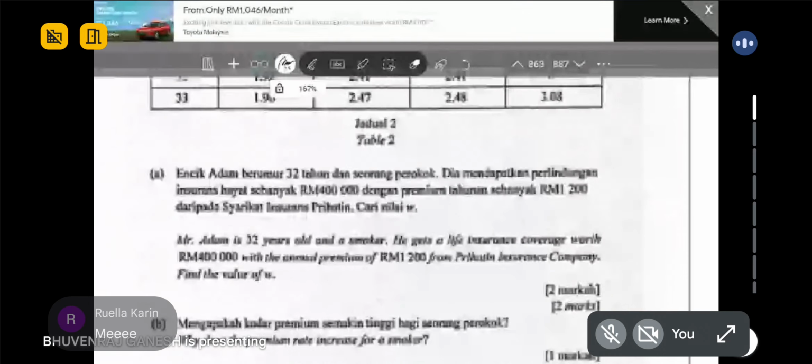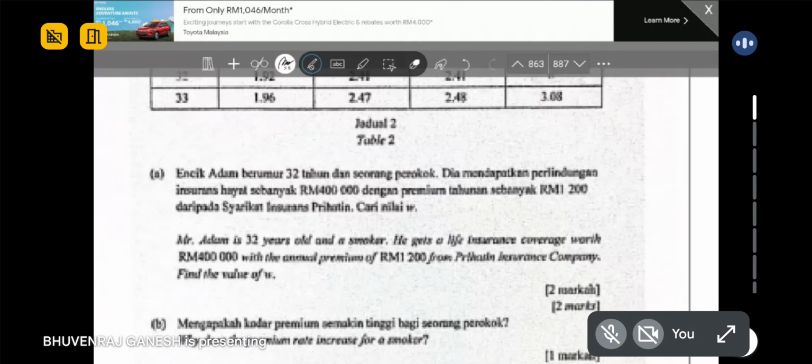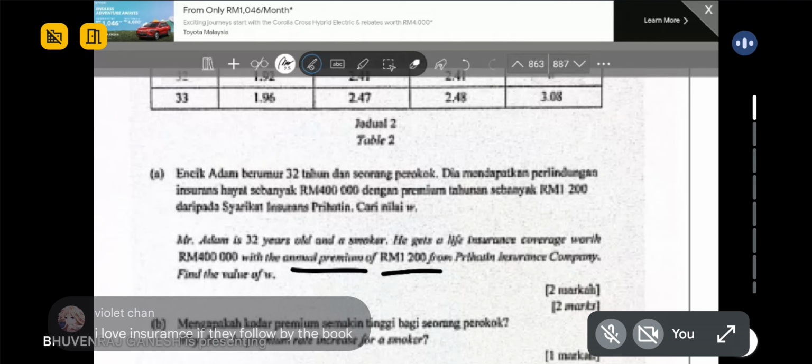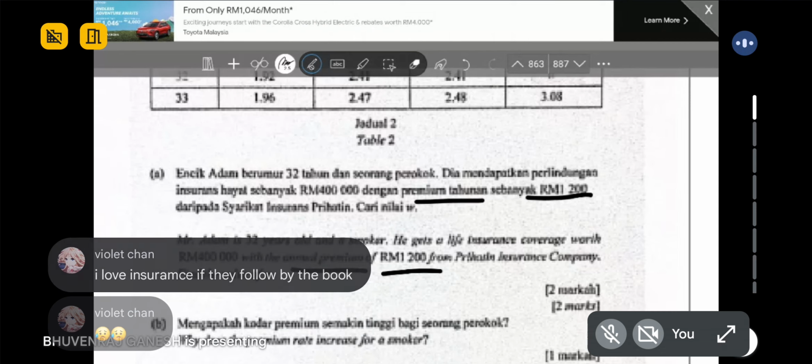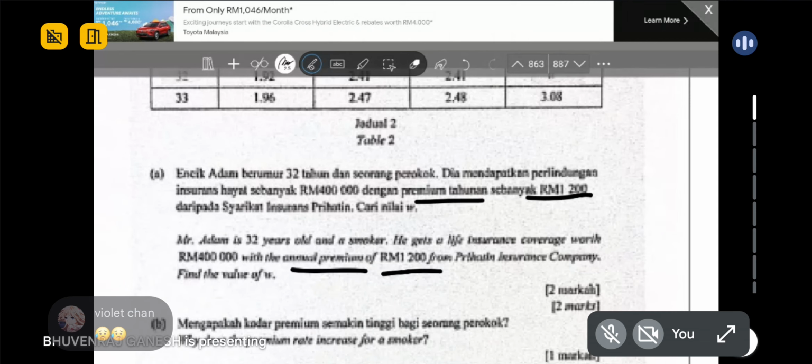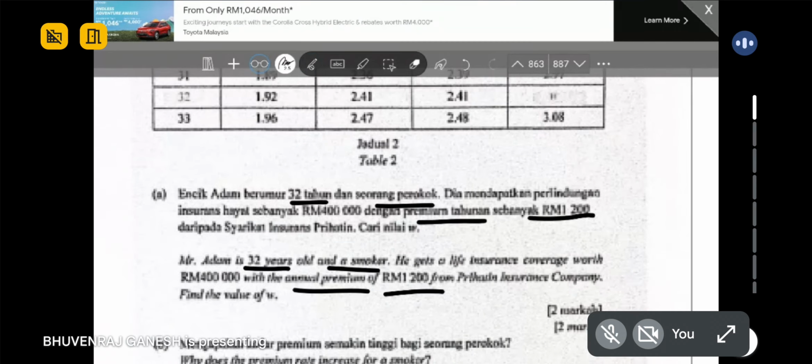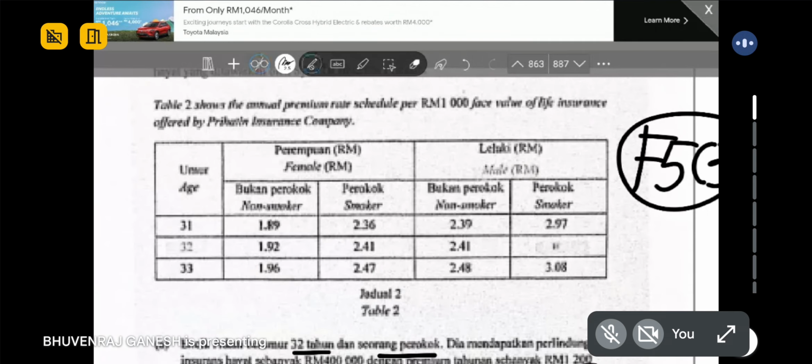Okay? Alright. So, now the question: they tell you annual premium 1,200. But not always follow the book, guys. Sometimes they can modify. Okay, so 32 years old, smoker. So what is the value, guys? Can you all tell me? 32 years old, smoker, Mr. Adam. So what is the rate here? Anyone?